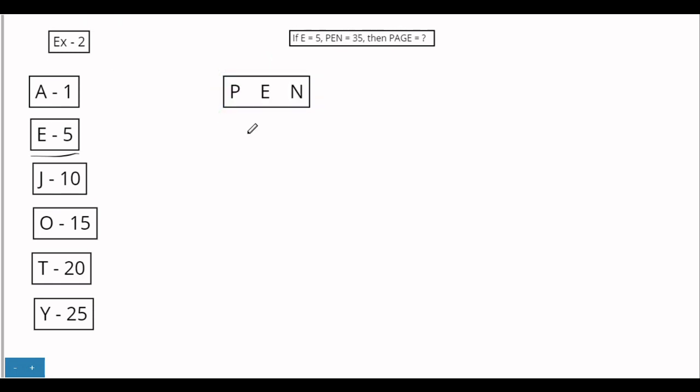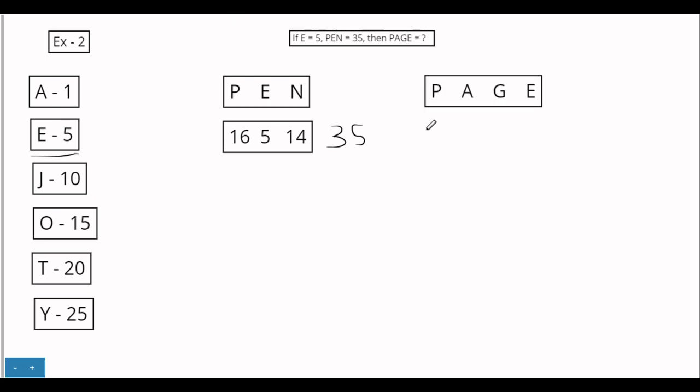So here in pen, we have P16, E5, and N14. Now if we add all of them, 16 plus 5, 21, plus 14, 35. The answer comes as 35. And they said in the question that pen is equal to 35. So the same solution will be for page as well.